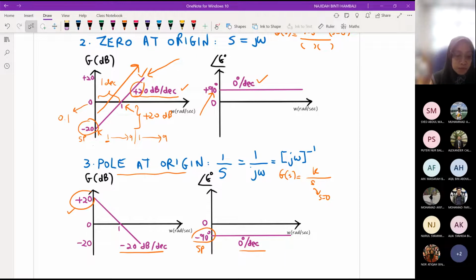Okay, well, theory number 3 for pole at origin, which is the function at the denominator, the slope will be negative. If you notice, the line for magnitude is going downward for negative slope. Any question?